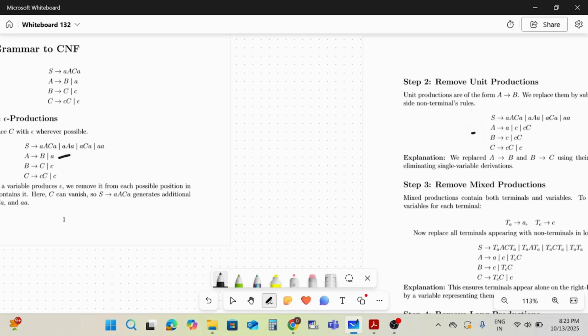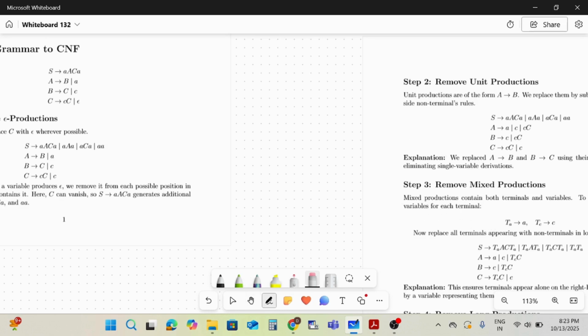You can see that A is substituted with A, C, A; write the A as it is. B tends to C, and C tends to C or CC. In a similar fashion, B tends to C, C tends to CC or C. CC or C can also be written as C or CC. So that is where you can see B is written like this. This is how you should be able to remove the unit production: substitute the productions wherein it is not a unit production.